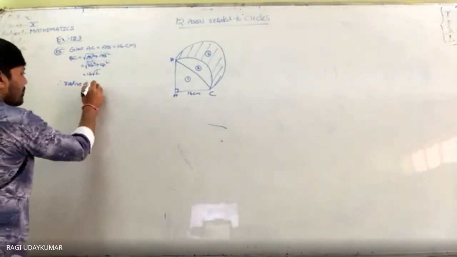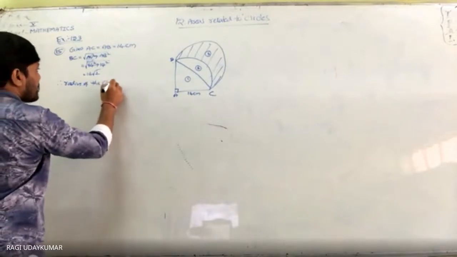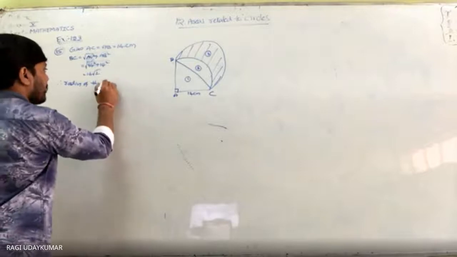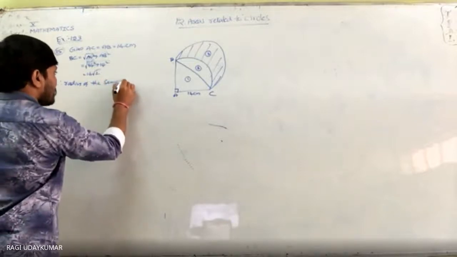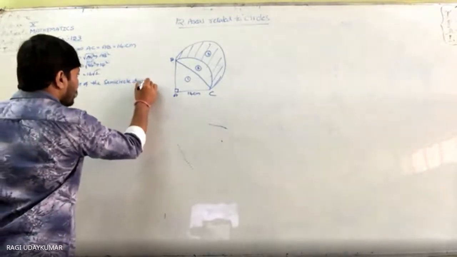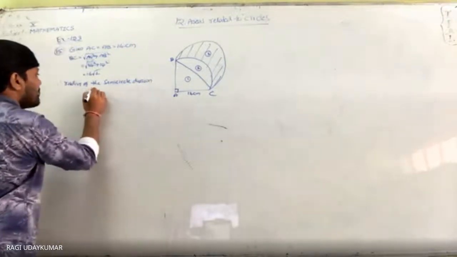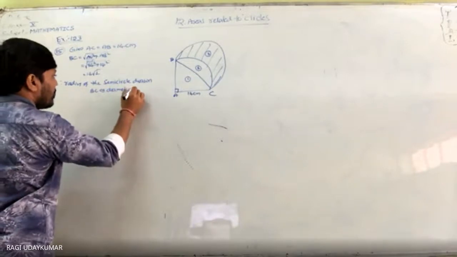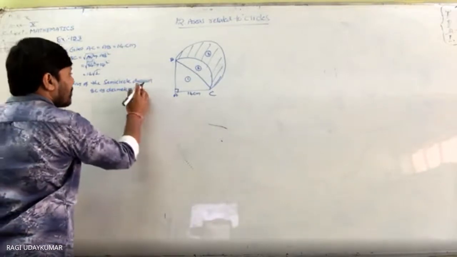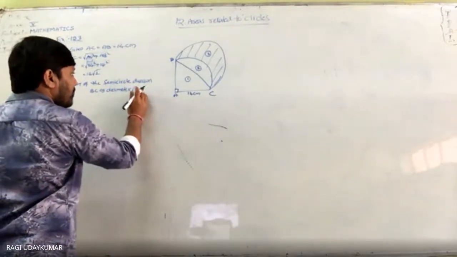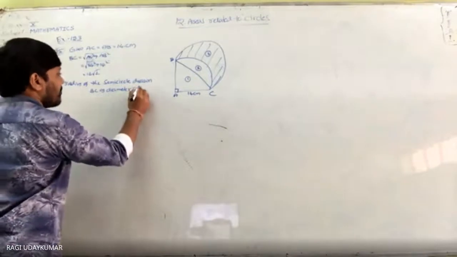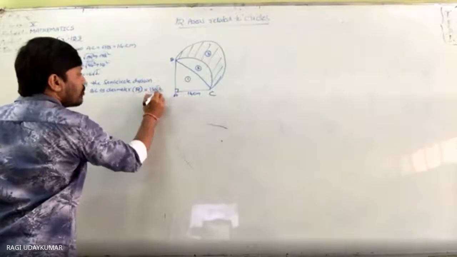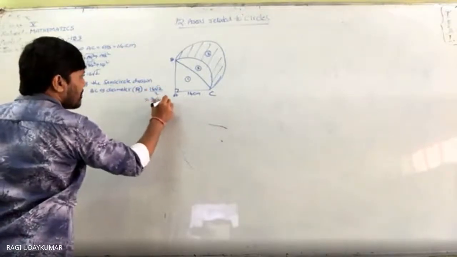Therefore, the radius of the semicircle drawn with BC as diameter, which you consider as capital R, I am representing this as capital R. So 14 root 2 by 2, which is equal to 7 root 2 centimeters.